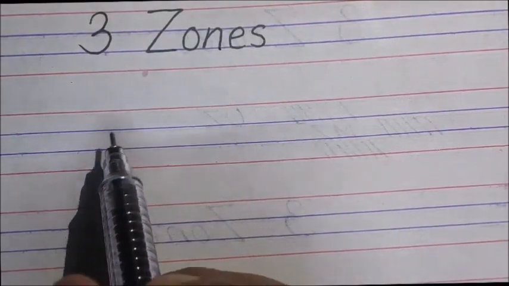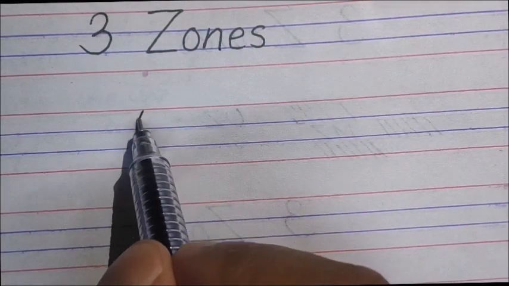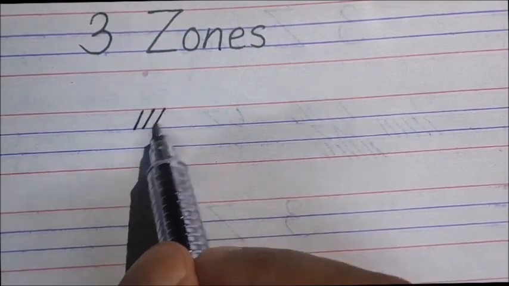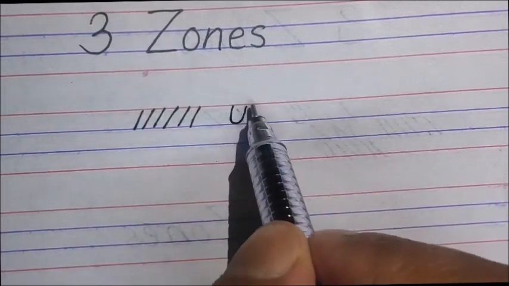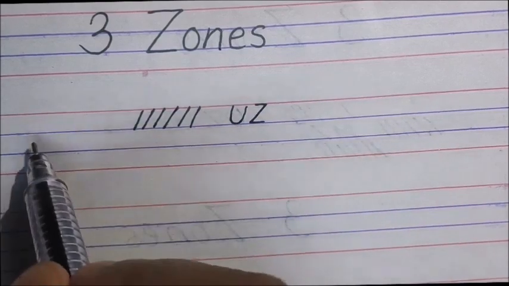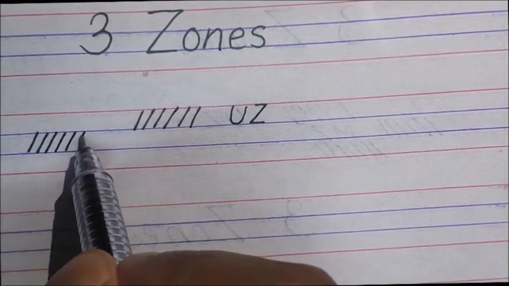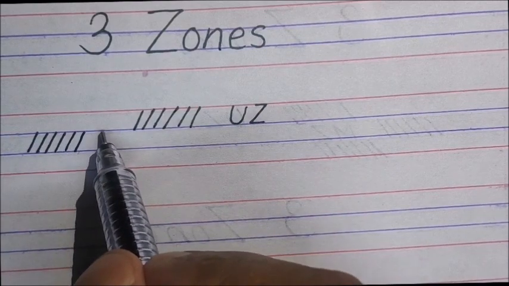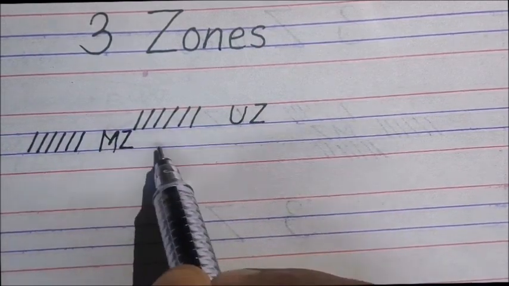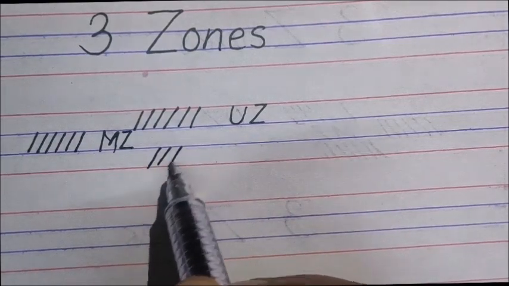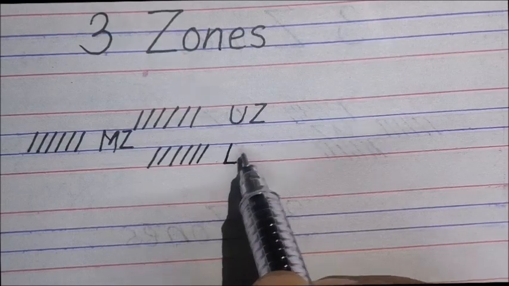Now students, you are going to learn 3 zones of 4 lines. This upper part of these 4 lines is called upper zone, and this middle part of these 4 lines is called middle zone, and this last part of these 4 lines is called lower zone.